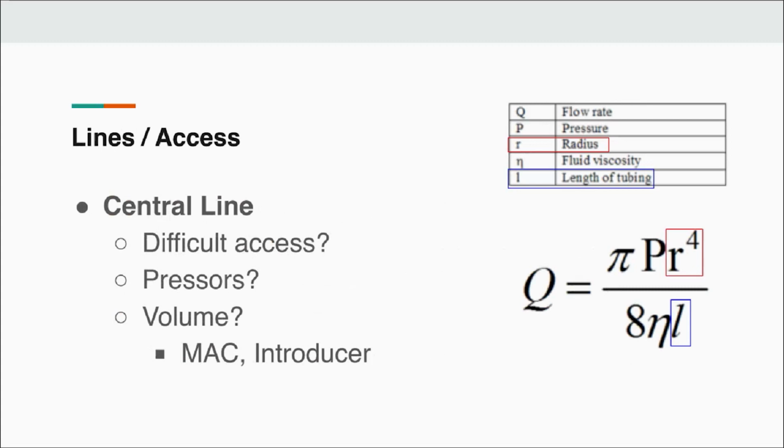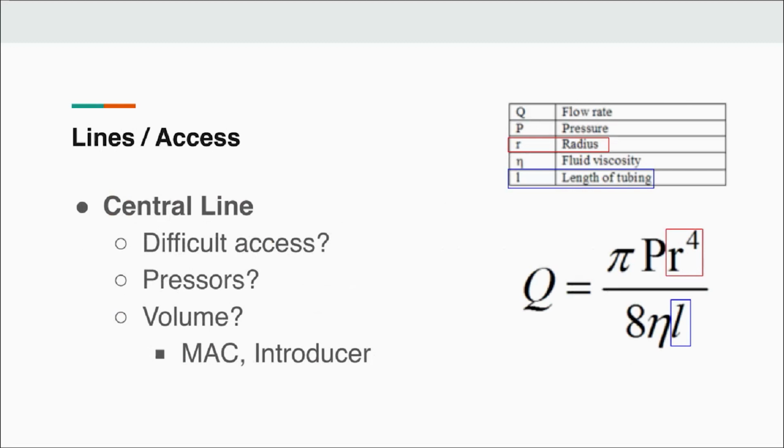So our hallmark line is a central line. Some of the reasons why we would place this: maybe the patient has difficult access and we can't get a standard IV, so we may go straight for a central line. If we anticipate that the patient will need high doses of pressors, we don't like pressors to infiltrate in peripheral IVs, so we'll typically secure a central line in order to give pressors. And if we need to give high volume, like blood products, we may choose a central line that can run faster, and that is a MAC, which is a multi-access catheter, or an introducer.